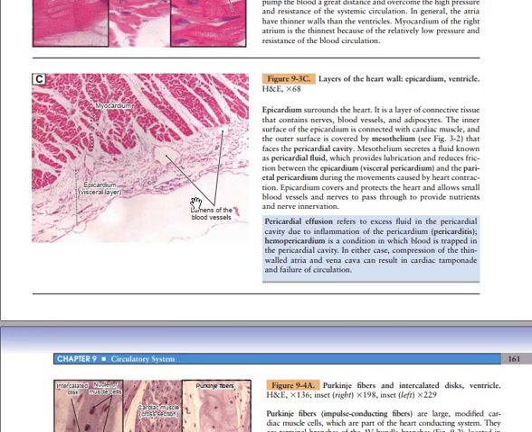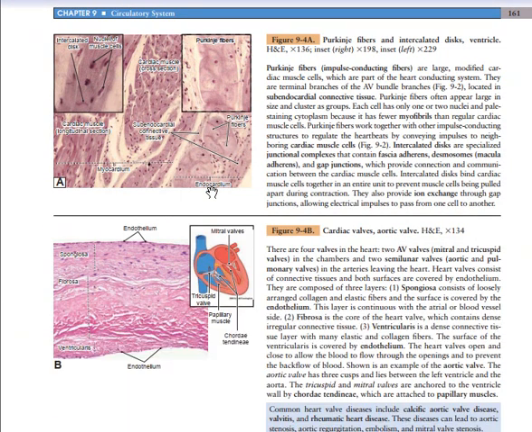And where is the pericardial cavity? It is a cavity which is located between the visceral pericardium, which is also called the epicardium, and the parietal pericardium. So the fluid accumulation between the visceral and the parietal pericardium is referred to as the pericardial effusion, and hemopericardium is the presence of blood inside the pericardium.